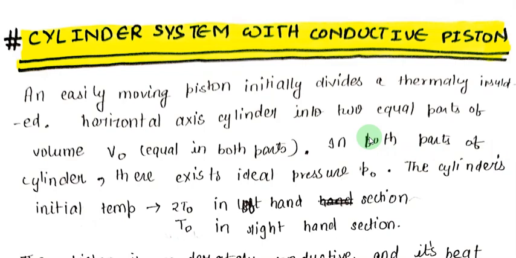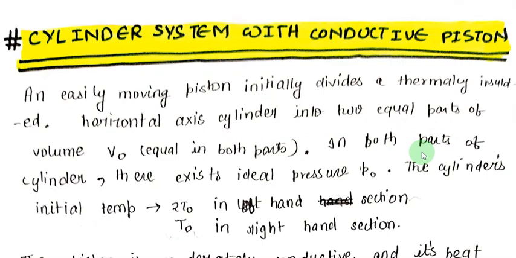So, let us see what the question says. We can relate this question with radioactive decay, that sort of problem. Let us read the problem here. It says an easily moving piston initially divides a thermally insulated horizontal axis cylinder into two equal parts of volume V naught in both parts. Okay, so V naught, two volumes, two parts. In both parts of the cylinder there exists an ideal gas at pressure P naught.